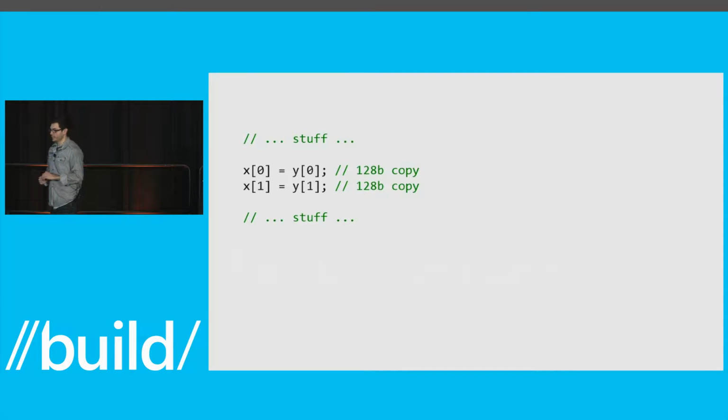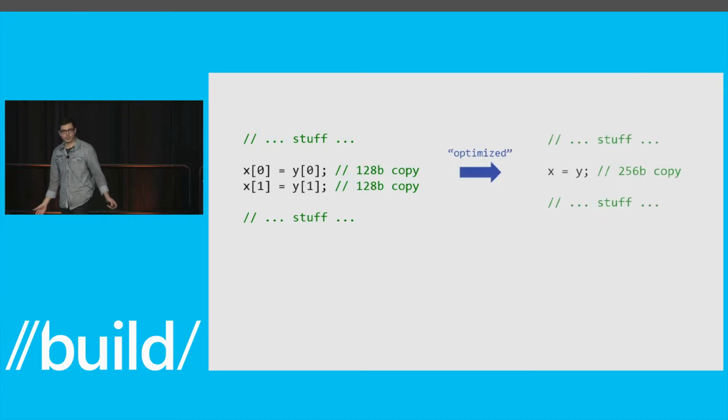Something completely different. Let's take a look at this code here. So this code is just two 128-bit copies, right? We're loading y sub 0 and you store it into x sub 0, you load y sub 1 and you store that into x sub 1, where each of those things is an individual 128-bit copy. And we are going to take advantage of 256-bit stuff that exists on newer processors. We are going to optimize this to just do a single 256-bit copy.